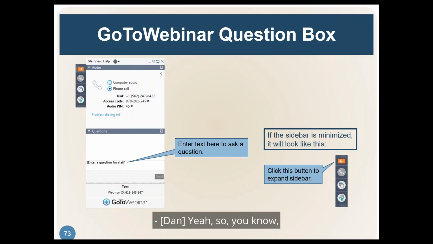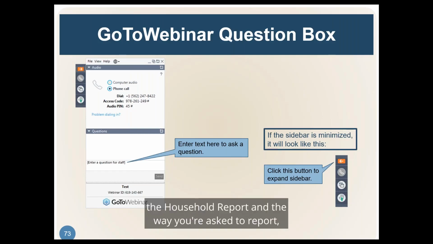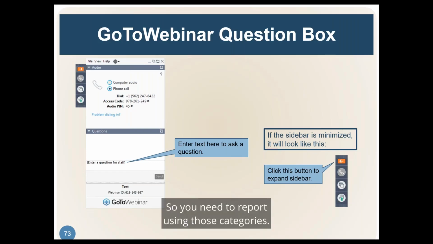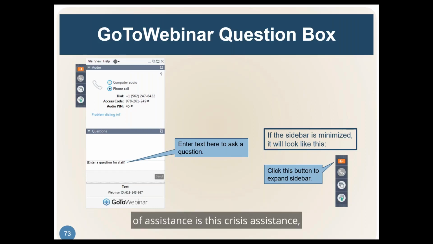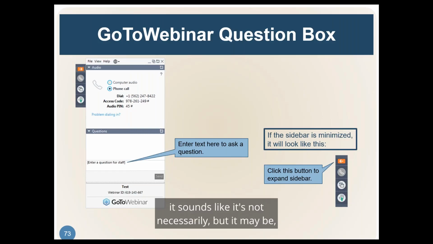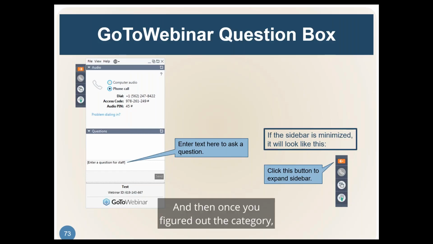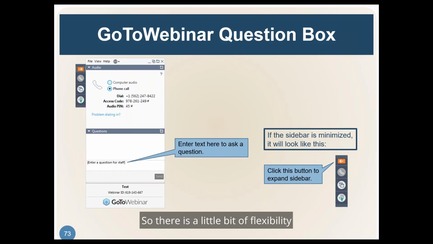Yeah, so the household report and the way you're asked to report, there are categories: there's heating assistance, there's cooling assistance, there's crisis assistance. So you need to report using those categories. The first question is which category of assistance is this? Is this crisis assistance? It sounds like it's not necessarily, but it may be. Is it regular assistance? And then once you've figured out the category, you may need to include it with other households that you have in that category, even if they're not receiving that specific kind of benefit. So there is a little bit of flexibility in figuring that out.